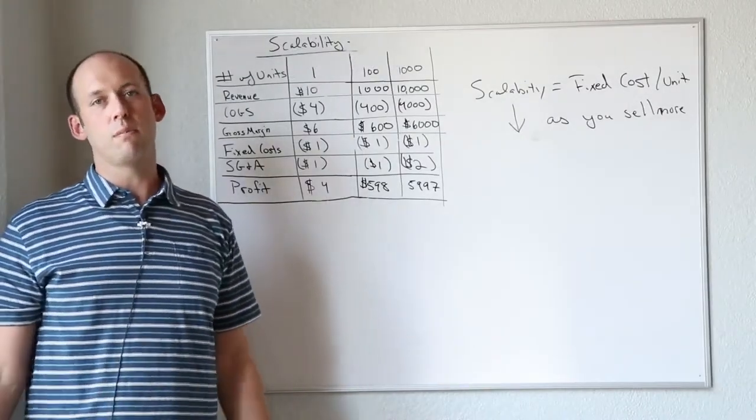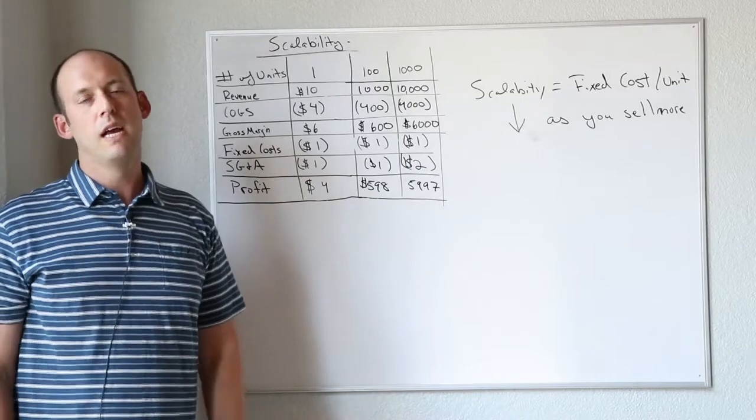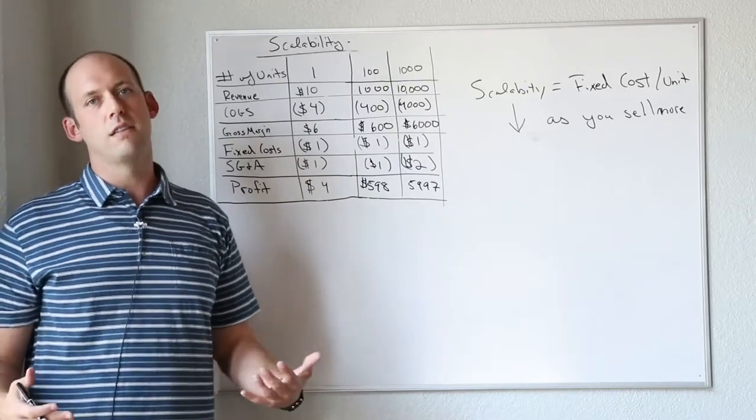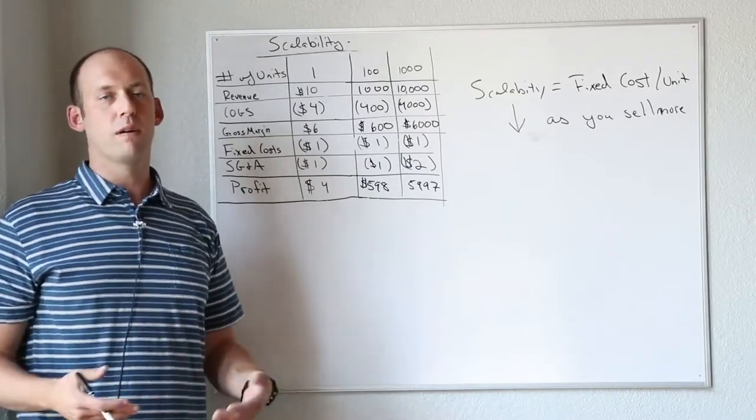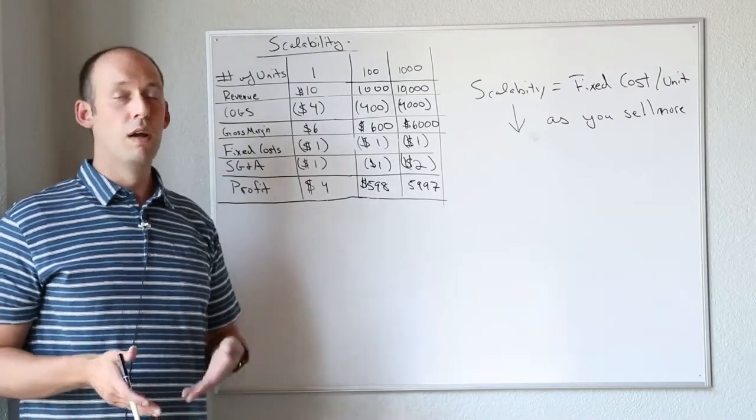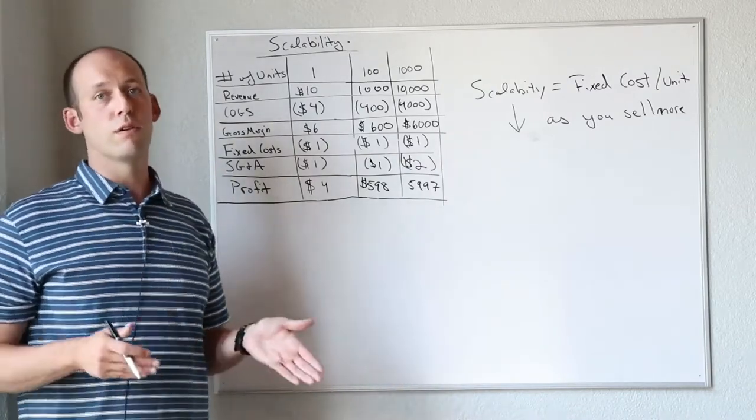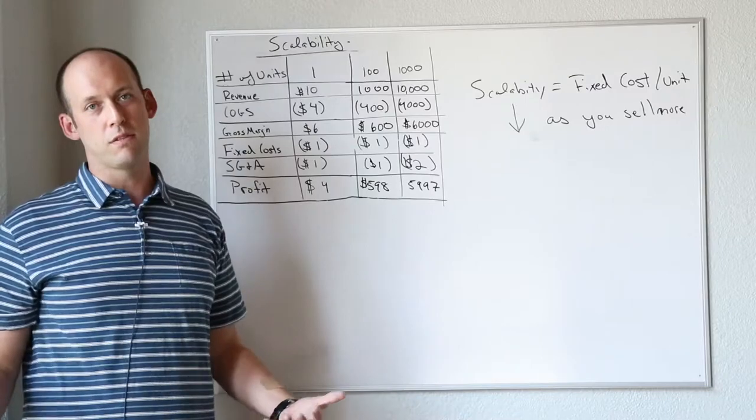The most common example of this is a piece of software. And you see this a lot in the software industry where there's a big investment up front to build that piece of software, but then you can sell the same thing over and over and over again. And so that becomes a scalable product.